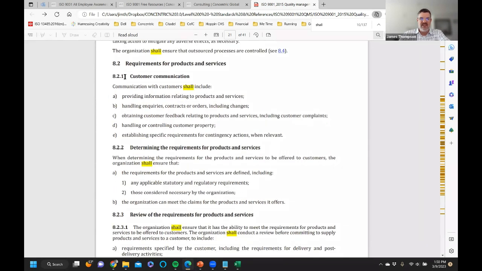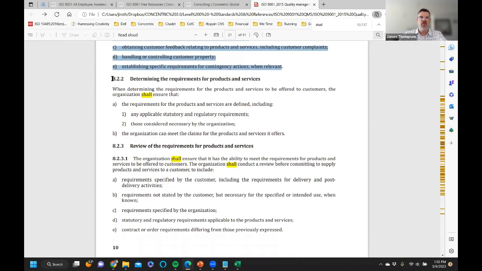Determining the requirements. This is general rules for engagement and communication with the customer, and this is specific for communication with regard to specific requirements of the products and the services. So when determining the requirements of products and services to be offered to the customer, the organization shall ensure that the requirements are defined, including any statutory and regulatory requirements, and anything that's considered necessary by the organization internally. Like, what is the client going to be using this bucket for, or using this shovel for, or using this service for? So knowing that is important early on in your engagement with the customer.